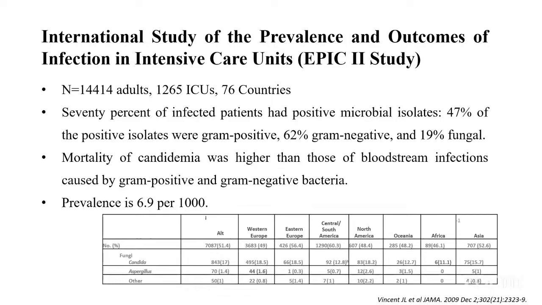The international study of prevalence and outcome of infection in intensive care units, the EPIC 2 study, is mainly for fungal infection, in which 14,414 adult patients were included. It was conducted in 1265 ICUs in 76 countries, in which 70% of the infected patients had a positive microbial isolate, of which 47% were due to gram-positive infection, 62% due to gram-negative, and 19% due to fungal infection. Mortality of candidemia is higher than that of other bloodstream infections caused by gram-positive and gram-negative organisms. Prevalence of Candida infection is 6.9 per 1,000.